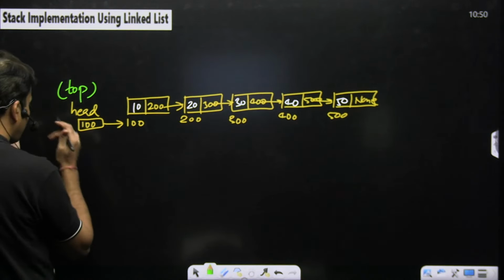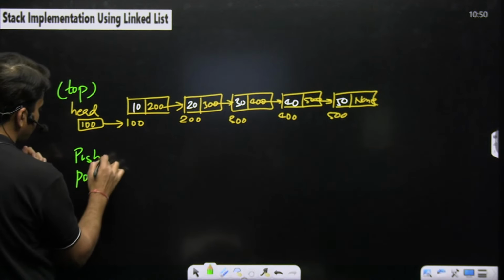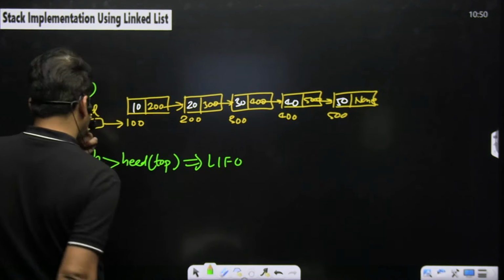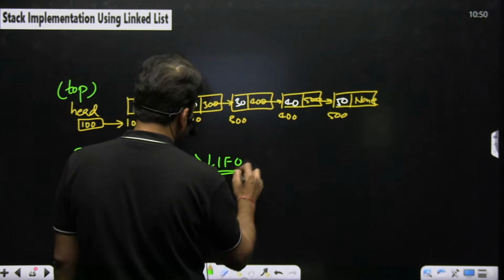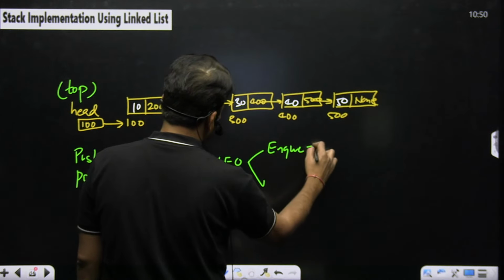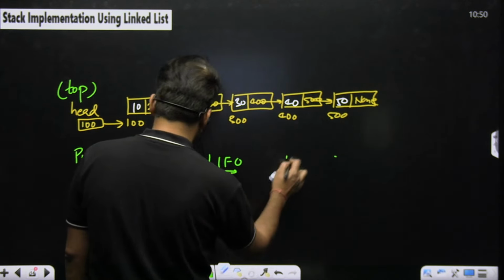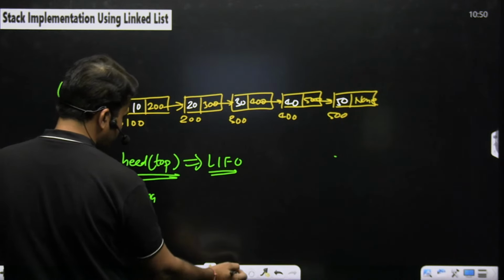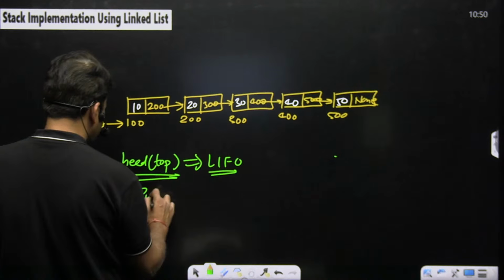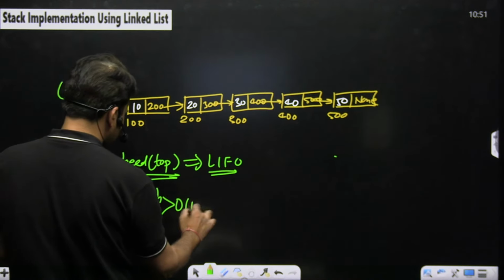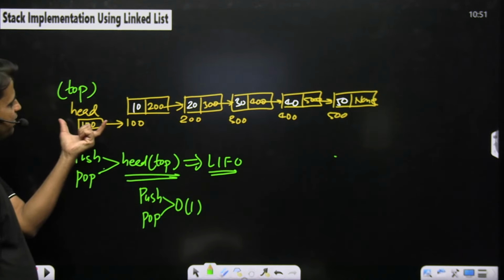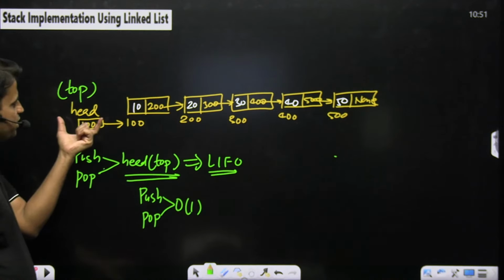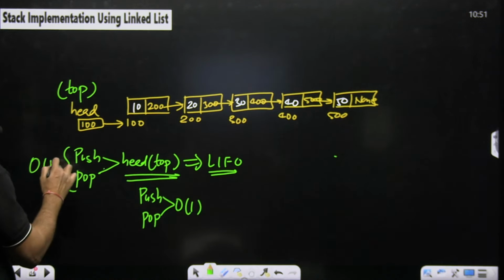If you perform push and pop both at the head, head means top, it behaves just like last in first out. Apart from this, it behaves like enqueue and dequeue operations. Here enqueue is order of 1 and dequeue is also order of 1, right? Push and pop both operation cost is constant because you are inserting from beginning, you are deleting from beginning. So the complexity of push and pop operation is constant, right?